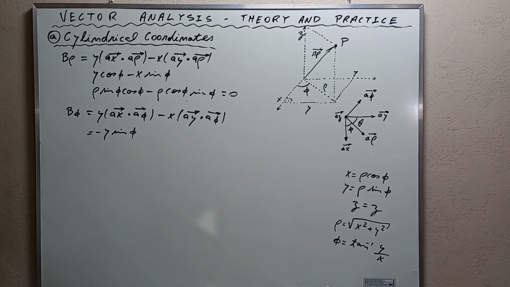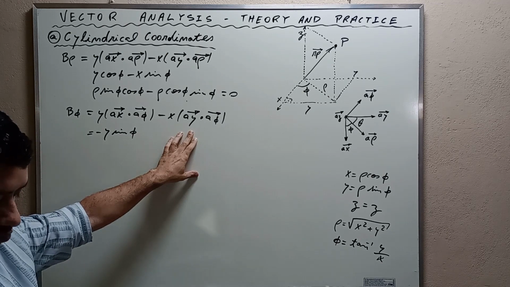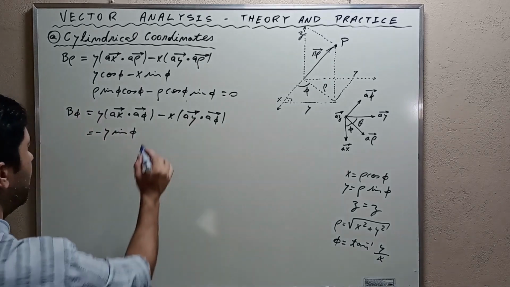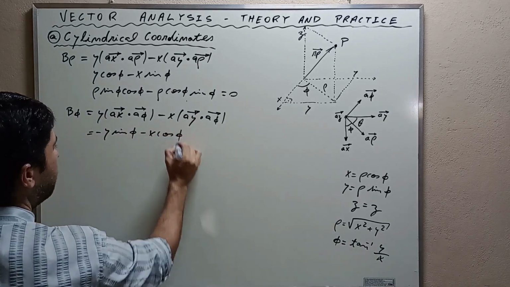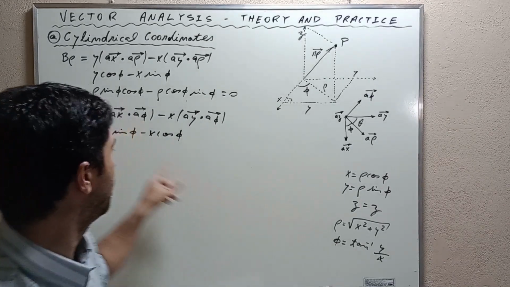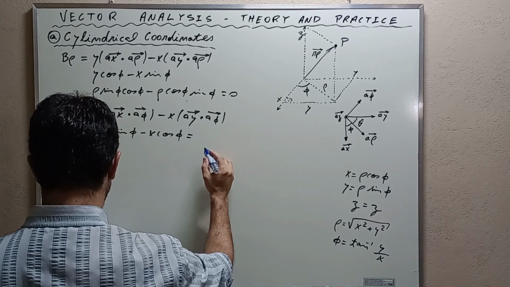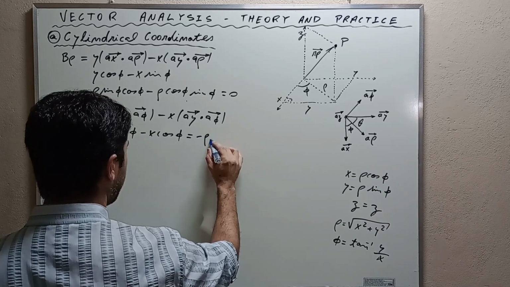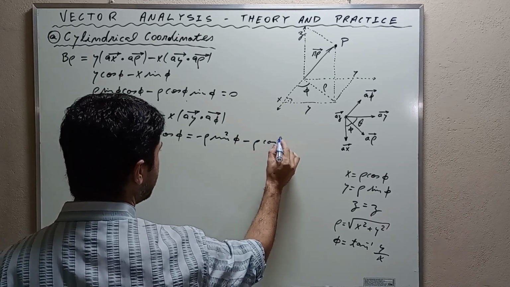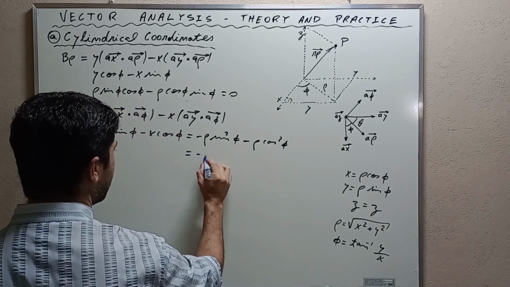And how about this? A y with a phi. The dot product is the cosine of phi. So it is negative x times the cosine of phi. Substituting these two here, we find that it is equal to negative rho sine squared of phi minus rho cosine squared of phi. And this is equal to negative rho.